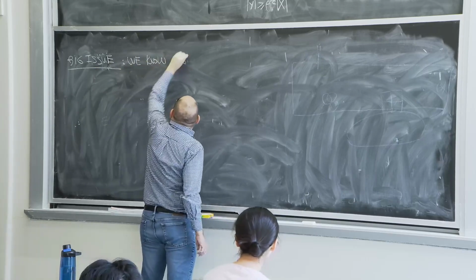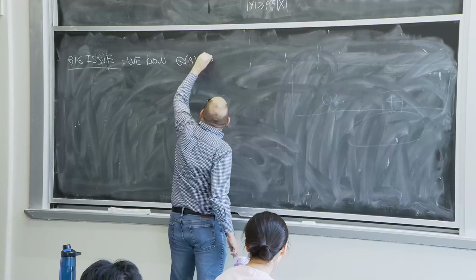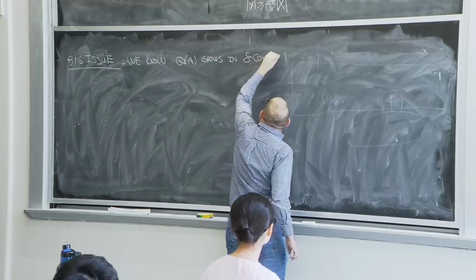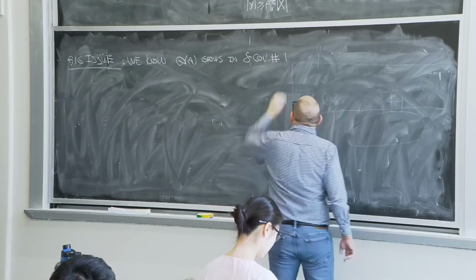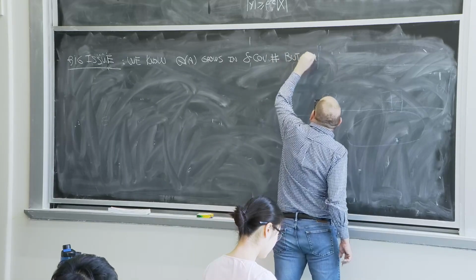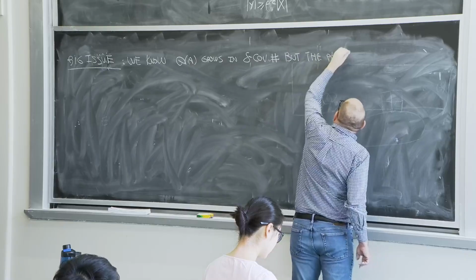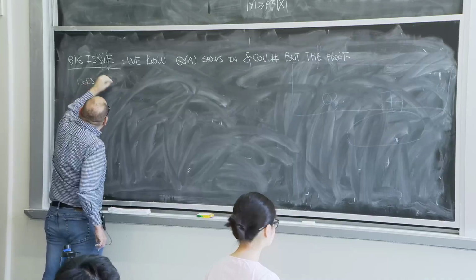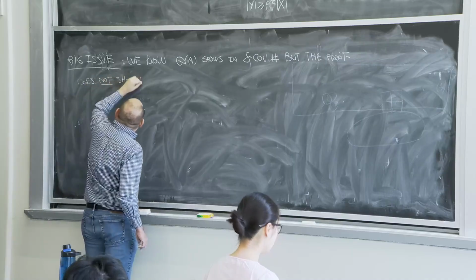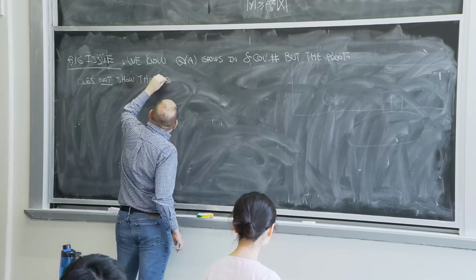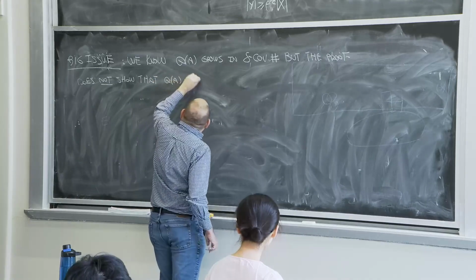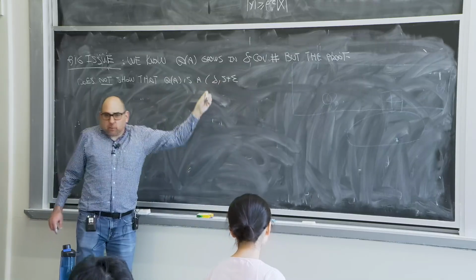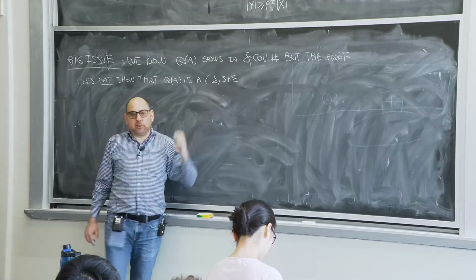We know Q of A grows in delta covering number, but the proof does not show that Q of A is a delta S plus epsilon set. Could be a different epsilon. That's why we did the same epsilon, but we need some epsilon if we want to iterate here.